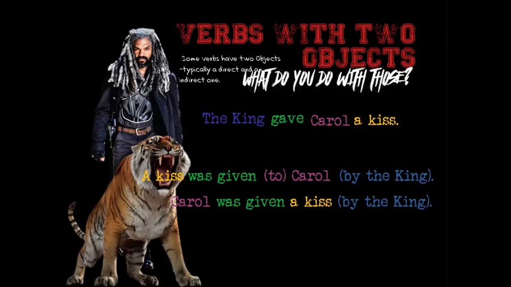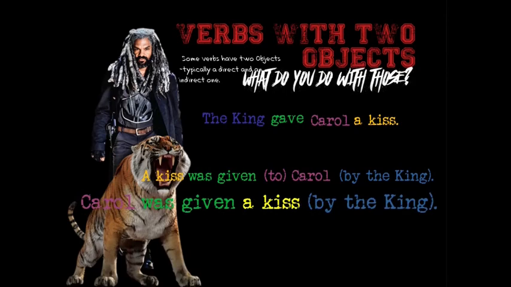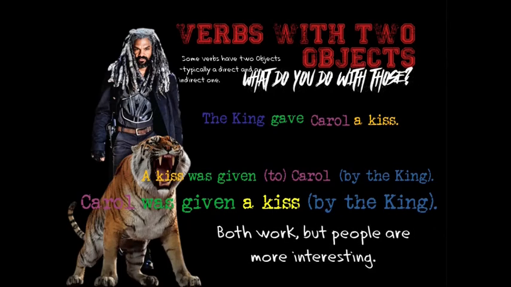Which one sounds better? And which one would you rather use? I think you're with me here, aren't you? Carol was given a kiss by the king. That simply sounds more natural, more normal, more expected. And the reason is simple. Carol is a person, and people are more interesting.